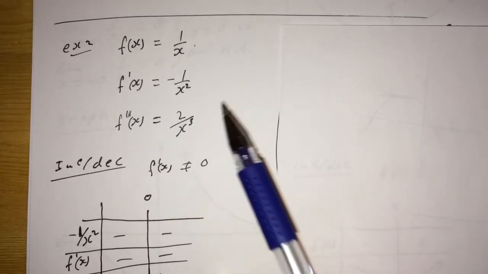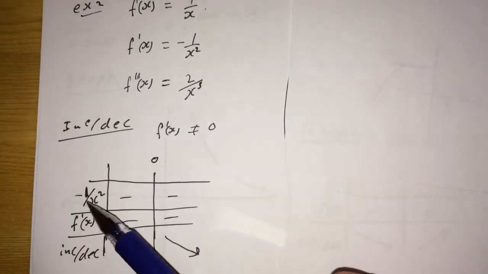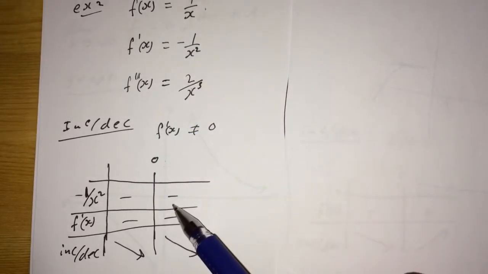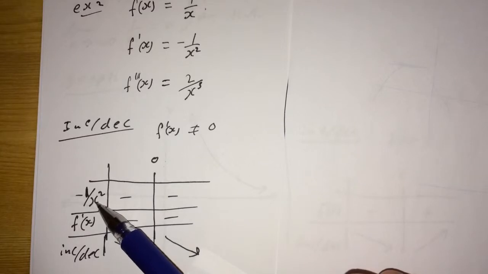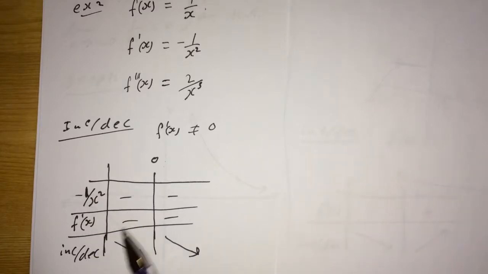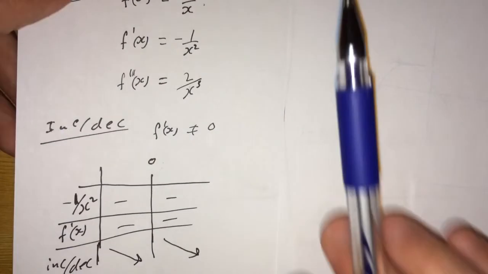But this one doesn't. So if you take a look at the derivative, negative 1 over x squared, it is always going to be negative. It never changes sign, because x squared is always positive, and negative 1 divided by positive is always negative. So f prime is always negative, and this function is always going to be decreasing. Okay, so that's for that one. Now let's take a look at the concavity chart for this one.